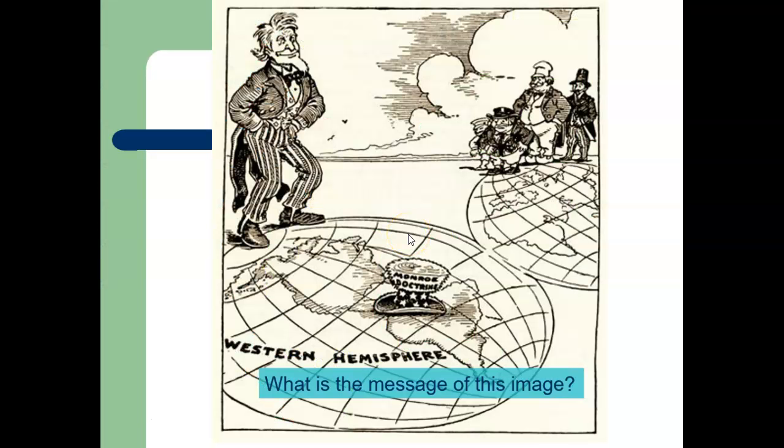The last thing I want to talk about is this issue of international events known as the Monroe Doctrine. So this is a political cartoon. What's the message here in the image? Well, clearly this guy is not Abraham Lincoln. No, this is Uncle Sam, which is usually a stand-in for anything representing America.